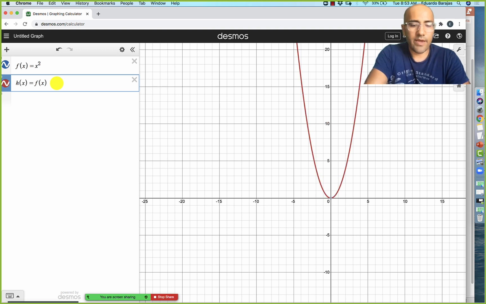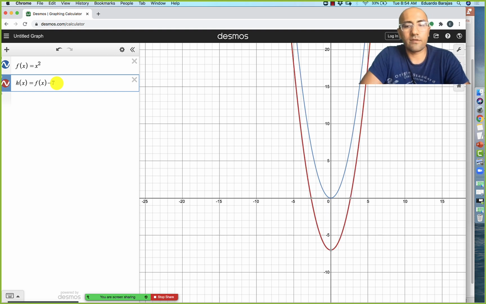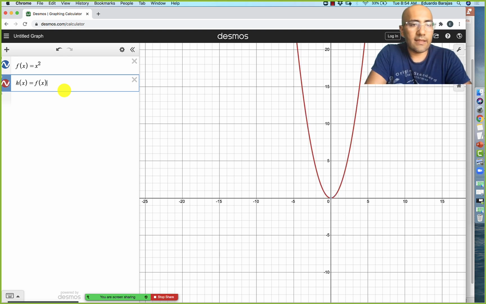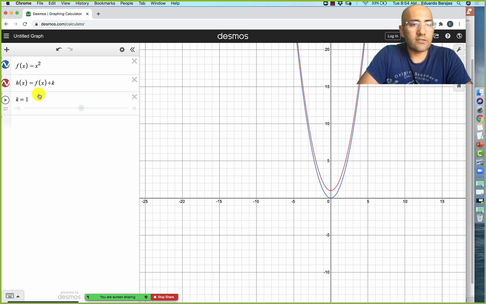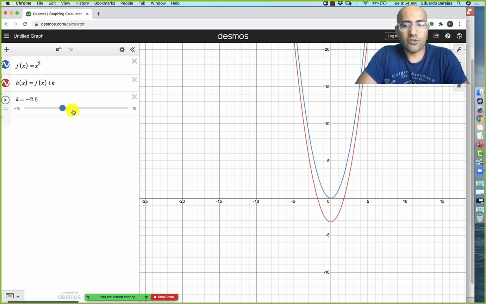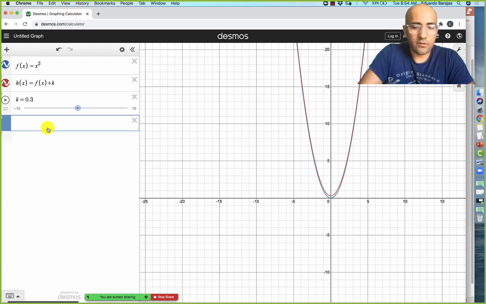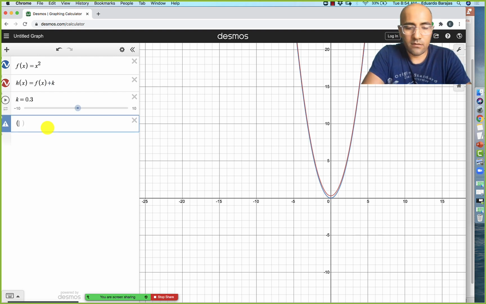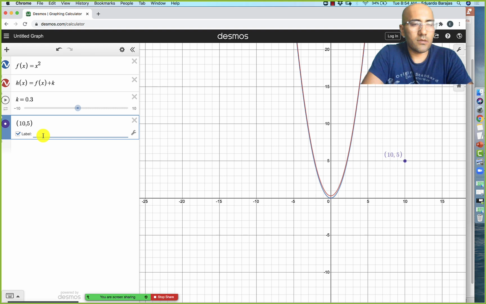I can also subtract 2. It'll shift it down, or minus 7, it'll shift it even further down. Good. So adding or subtracting a constant there shifts it up and down. So I can add the constant plus k and then turn that into a little slider. That way the equation changes here. Let's put the equation at 10, 10, 5. And let's put a label, and I want to put x to the second power, or f of x. I don't see that. I'll put y. We'll go back to the y equals notation.